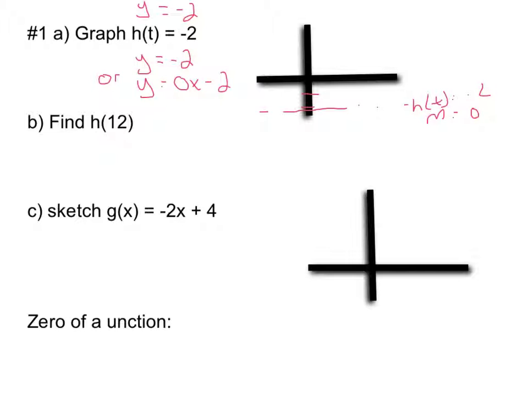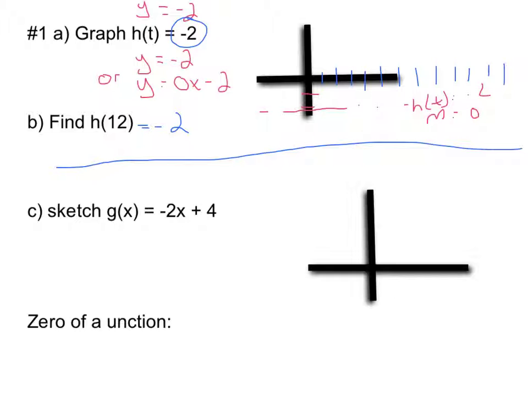That is slope-intercept form. So the question is, in part B, what's h of 12? In other words, go out 1, 2, 3, 4, 5, 6, 7, 8, 9, 10, 11, 12 tick marks to the right. At x equals 12, what's the value of y? Well, Mr. Williams, this is just a constant function, and it's constantly negative 2. So h of 12 must be negative 2. Nice.